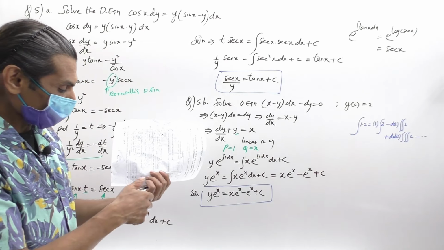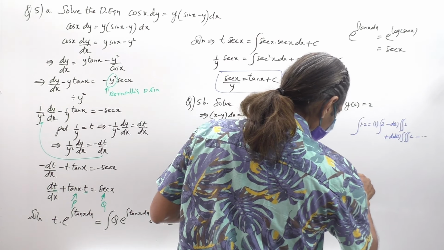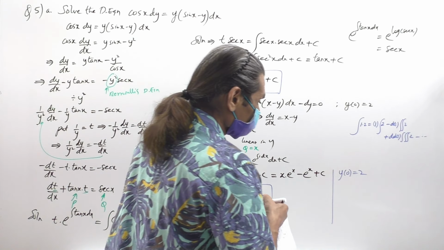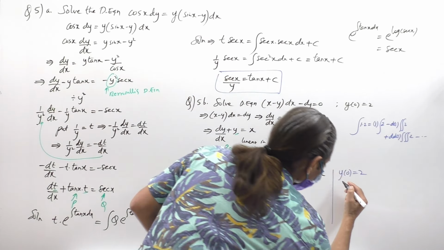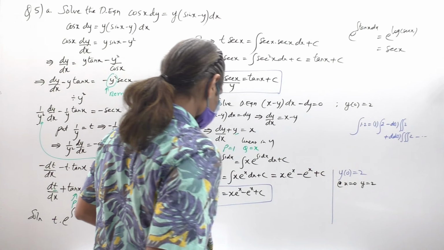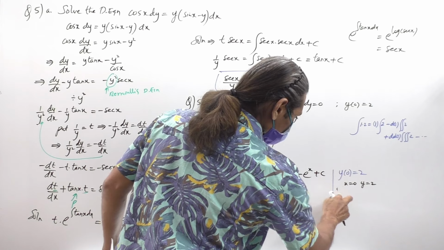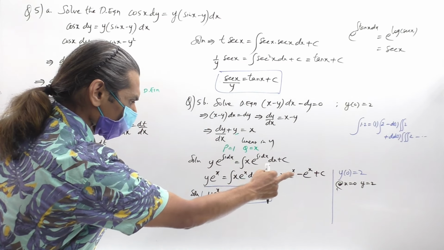The meaning of y of 0 is equal to 2 is, I'll write here the condition. Y of 0 is equal to 2 is the condition here. The meaning of this condition is nothing but at x is equal to 0, y is 2. So at x is equal to 0, y is equal to 2. That means in this equation, in place of x put 0 and y is equal to 2.